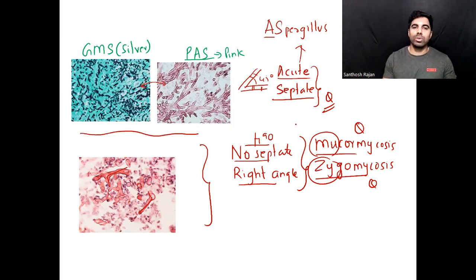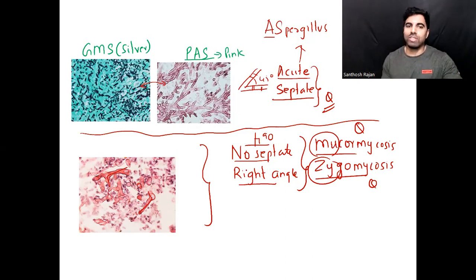Very, very simple. Gomori methenamine silver and periodic acid-Schiff. Okay, finished, so you will not make a mistake. Mucormycosis is wide, everything is wide and thick. Aspergillus: the A and S. A for acute, S for septate. This is the way you would remember.